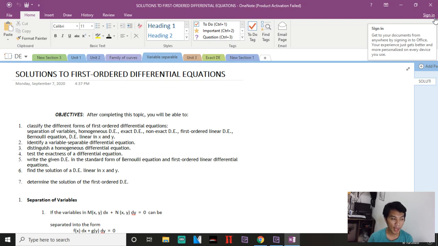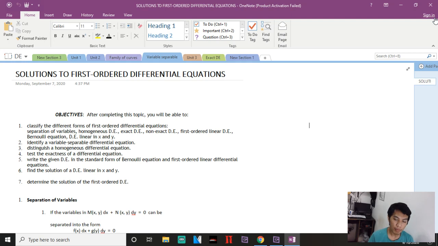Then we will write the given DE in the standard form of Bernoulli equation pagdating ng Bernoulli equation and first order linear differential equations. We will identify whatever they are and then we will find the solutions of the differential equations linear in X and Y. Number 7, we will determine the solution of the first order differential equations. But now, today, pag-uusapan lang natin will be separation of variables.